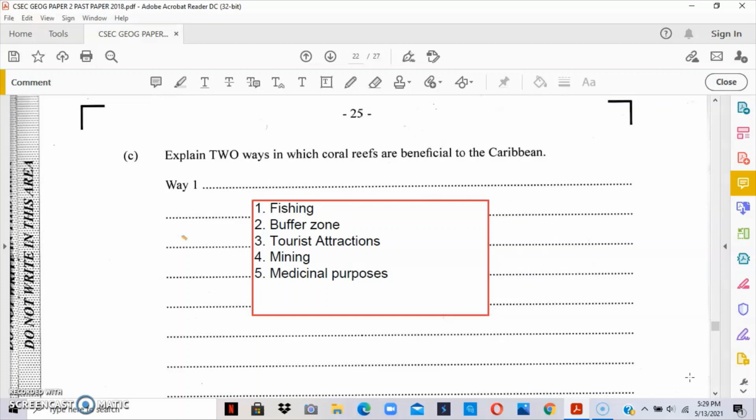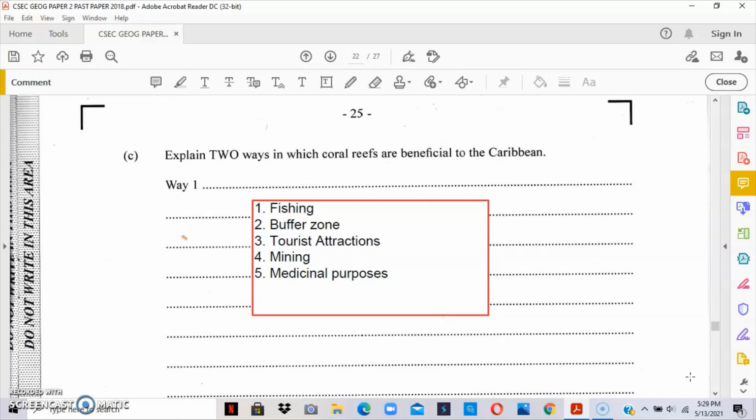Mining. Corals are basically limestone rocks, and limestone rocks are used in the building industry. For example, they are used to make cement and blocks. So in some places, coral is actually mined.